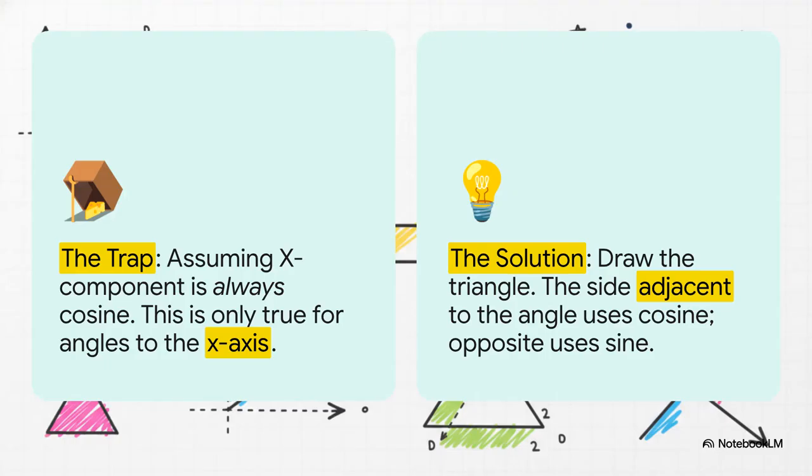The first mistake is just blindly memorizing x's cosine. It's not. It totally depends on which angle you're given. The solution is so simple. Don't memorize. Just draw the right triangle for each vector and see for yourself which side is adjacent, that's cosine, and which one is opposite, that's sine.